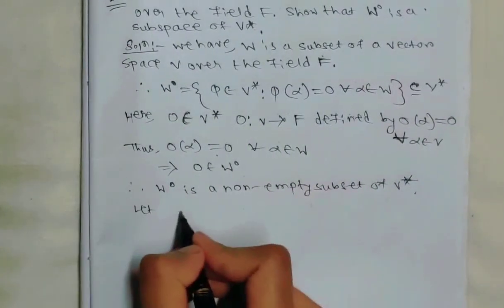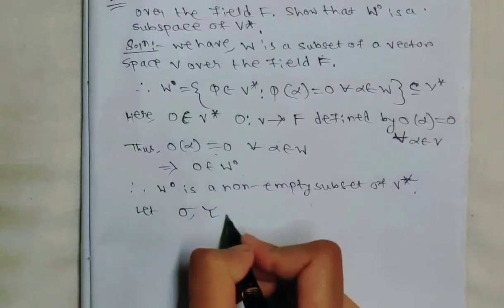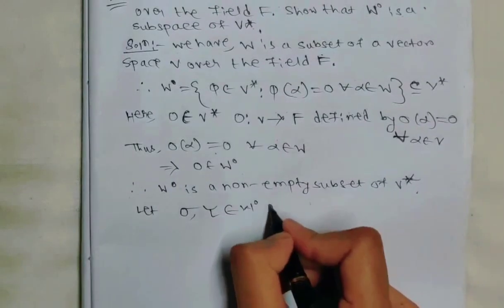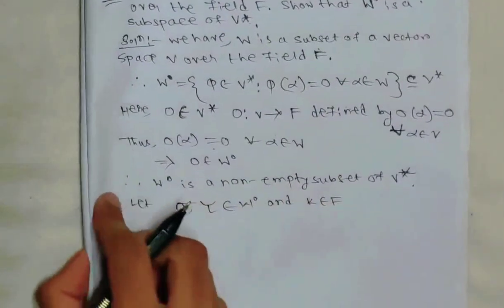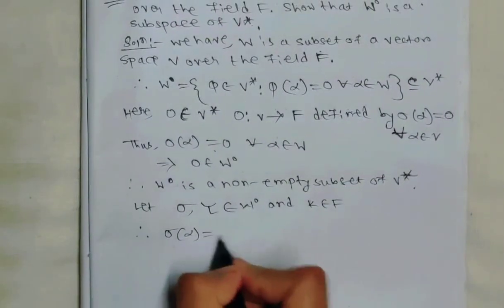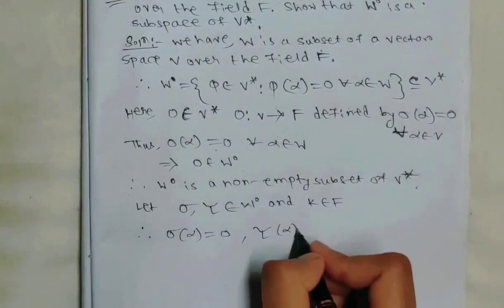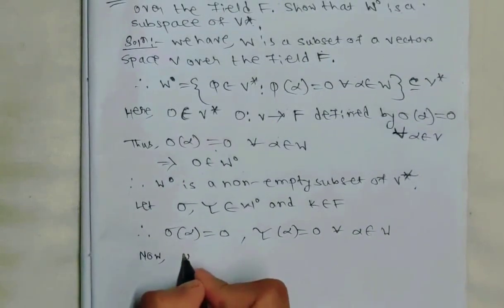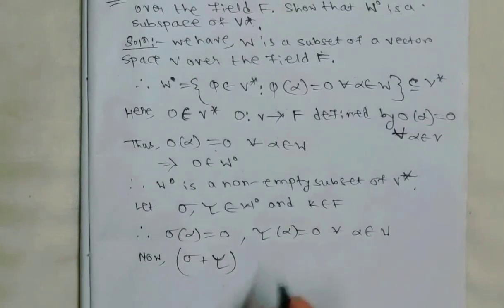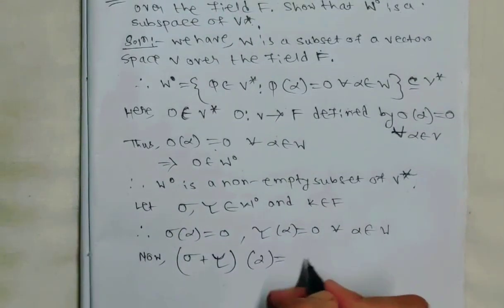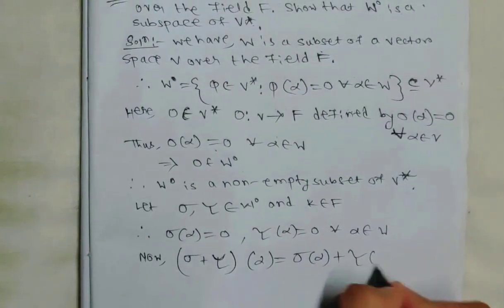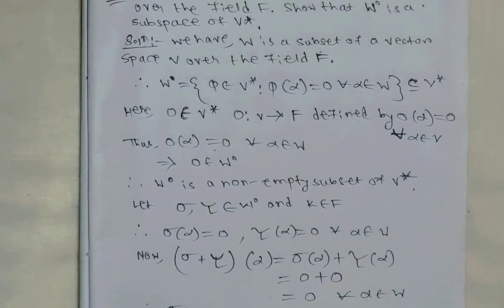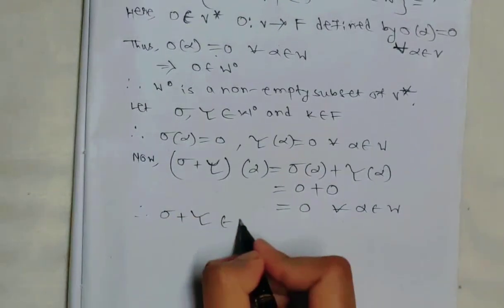Now let sigma and tau belong to W naught and K belongs to field F. Therefore sigma of alpha equals 0 and tau of alpha equals 0 for all alpha belonging to W. Now sigma plus tau of alpha equals sigma of alpha plus tau of alpha, that is equal to 0 plus 0 equals 0 for all alpha belonging to W. Therefore sigma plus tau belongs to W naught.